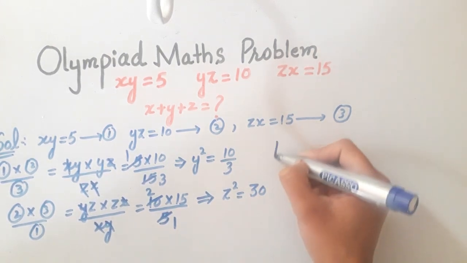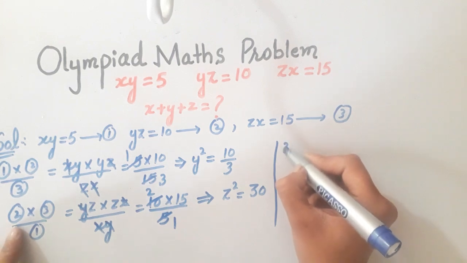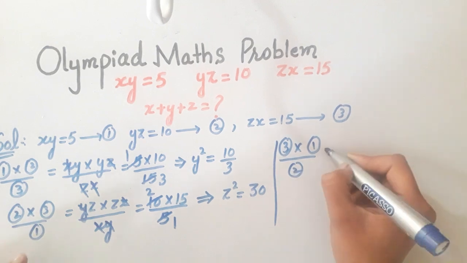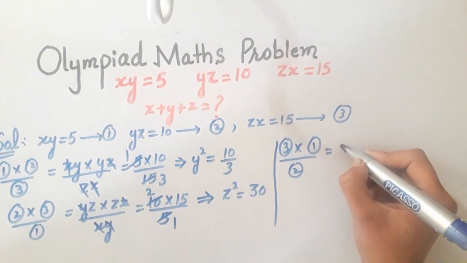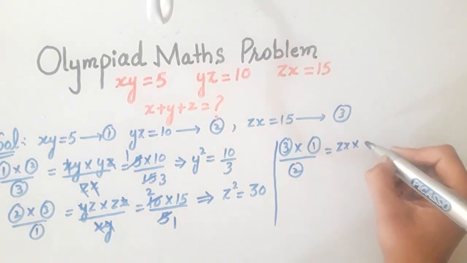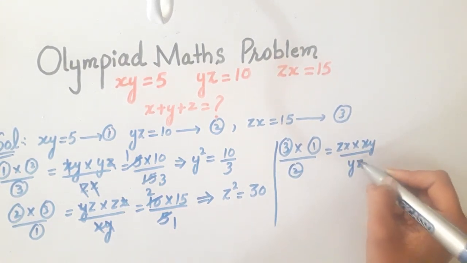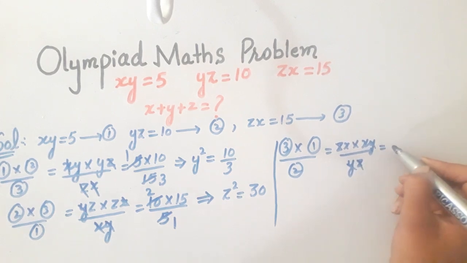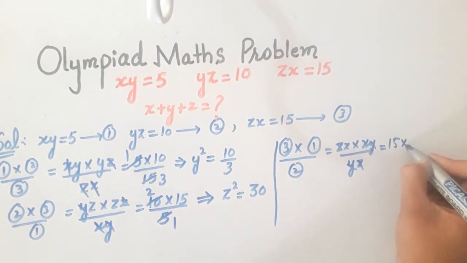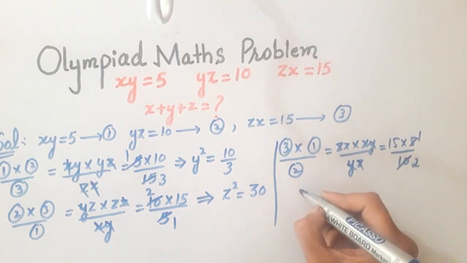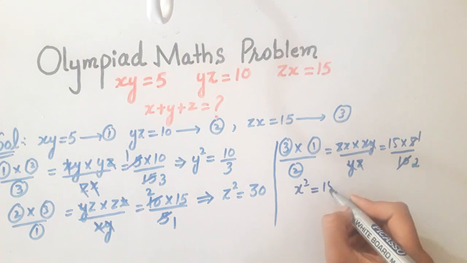Now again we will do equation 3 multiplied by equation 1 and divided by equation 2, which implies zx is multiplied by xy and divided by yz. So z and z are cancelled out, y and y are cancelled out. 15 multiplied by 5 divided by 10, which gives 5 ones are 5, 5 twos are 10. So we get 15 by 2. So x square is 15 by 2.